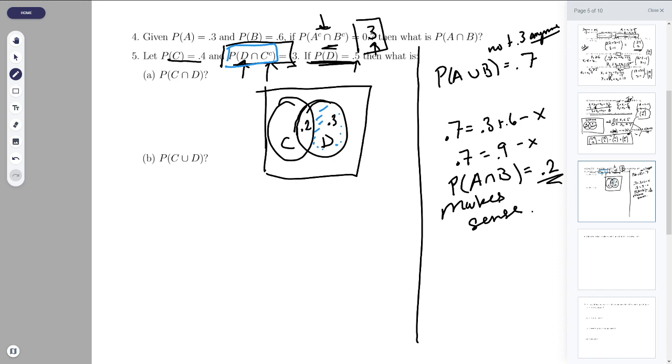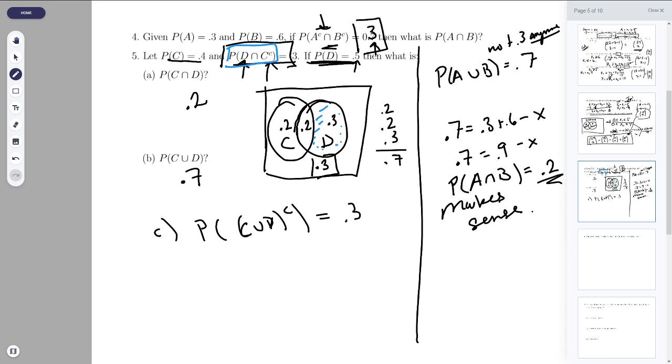And so if this intersection is 0.2, then the part that's just in C is 0.2. If we add these things up, 0.2, 0.2, 0.3, we're going to get 0.7. So the C union D is 0.7. C intersection D is 0.2. And if we cared, there's 30% stuff outside. It didn't ask for it, but what's the probability of C union D complement? That's also a valid question that we could ask.